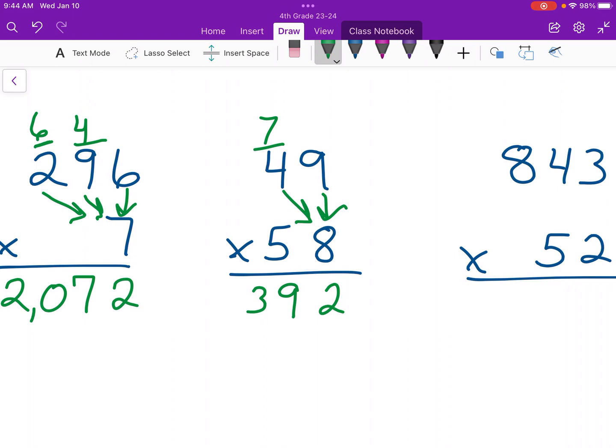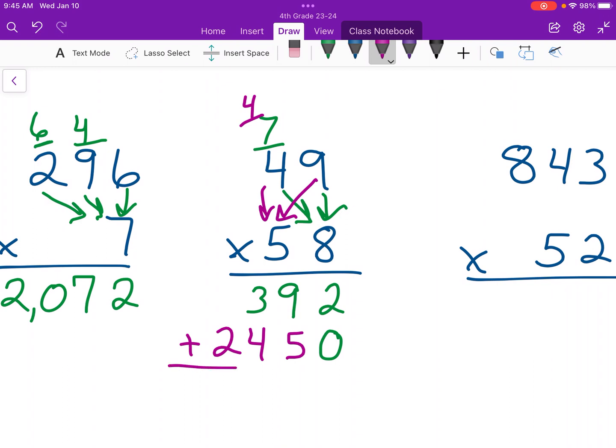Now we move on to our second number here. Remember when we do that, we add our 0 as our placeholder. We move to the tens digit, and we do the same thing. 9 times 5 is 45. Keep the 5, carry the 4. 4 times 5 is 20. Plus our 4 is 24.